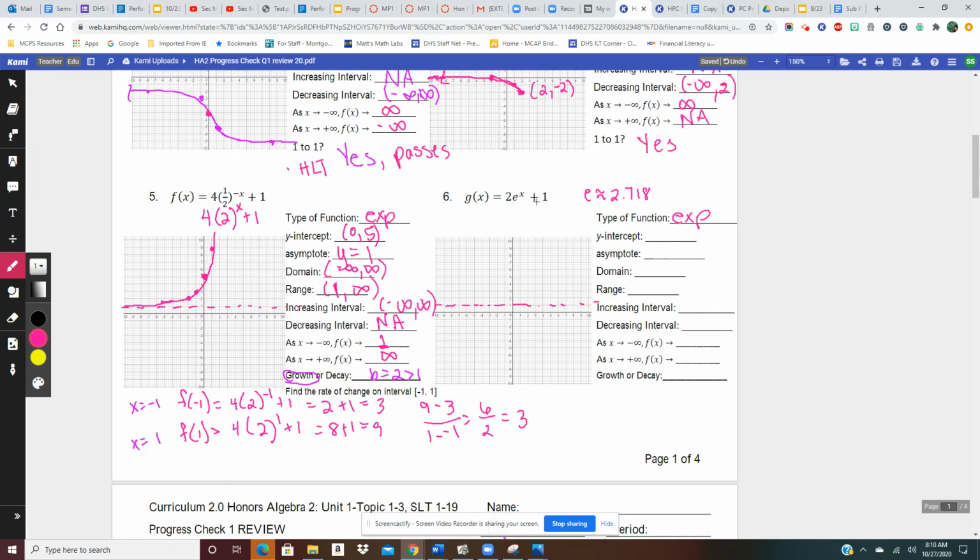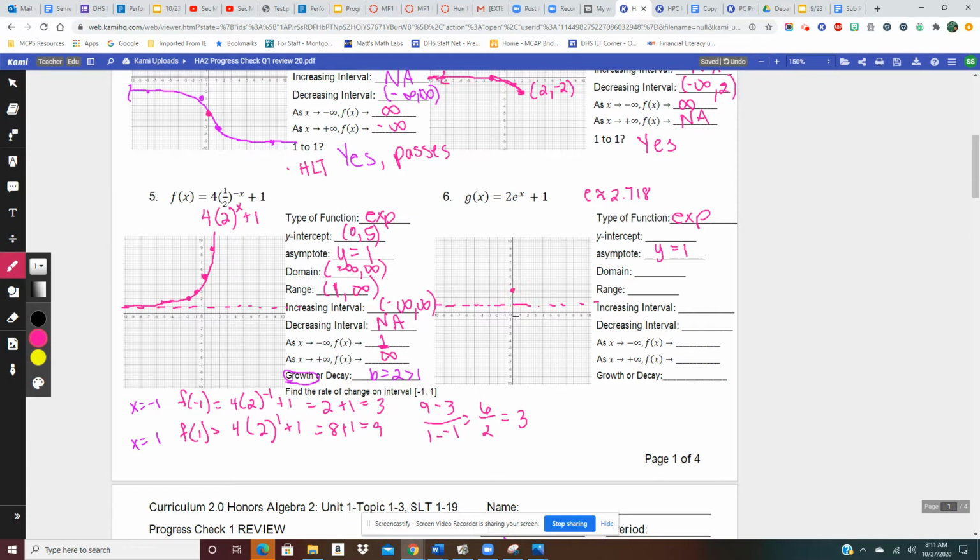This last number here, this plus or minus, is basically going to tell you what your asymptote is. That is your vertical translation. So it tells you how far the graph moved up and down. So that is going to be your asymptote at y equals 1. And then my y-intercept is normally at 2, but it has gone 2 from the asymptote. So it's actually going to be at 3.